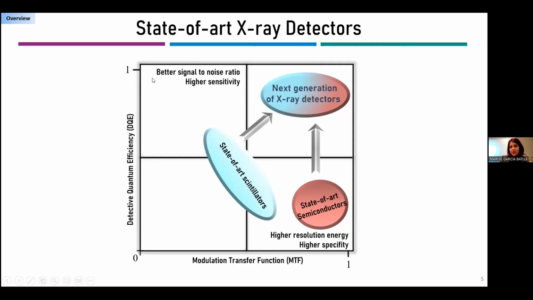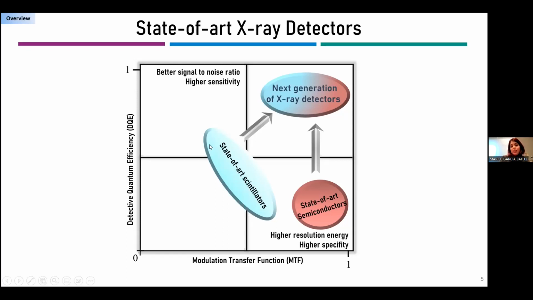The ideal X-ray detector needs to have a detector quantum efficiency of one, which means that the absorbed radiation energy is completely converted into image information. And of course, the modulation transfer function, which is connected to the spatial resolution and the number of pixels per square centimeter, needs to be high. The state-of-the-art semiconductor devices present a higher energy resolution, but they have problems in terms of sensitivity and dark current.